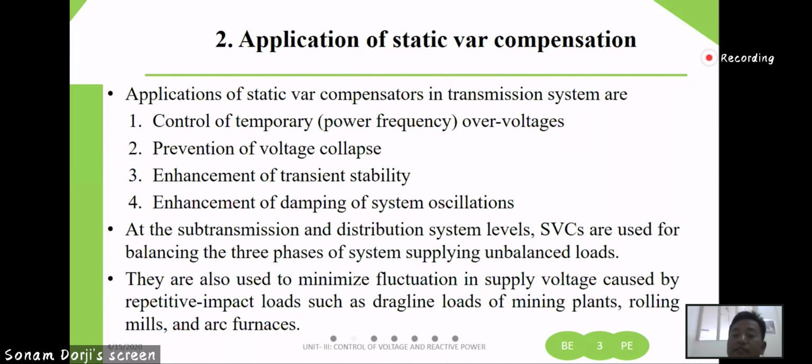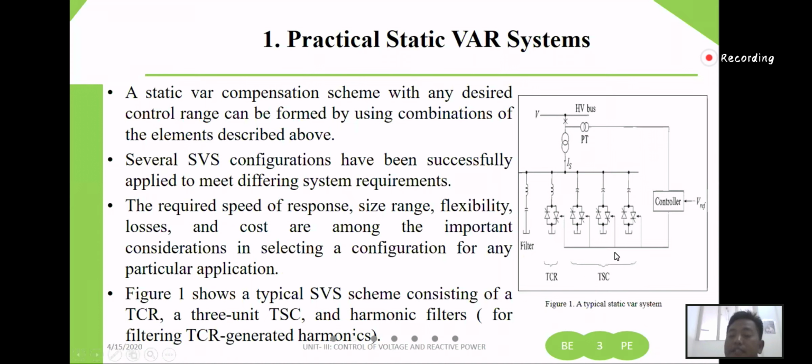In the practical static VAR system, the only thing you have to know is that there will be a combination of TCR and TSC. How does it function? If there is undervoltage, it has to perform. Undervoltage takes place because there is a huge load, and load consumes reactive power. So we have to inject reactive power, which we do by employing TSC, and if there is overvoltage, TCR will perform. So the practical static VAR system is a combination of TCR and TSC.